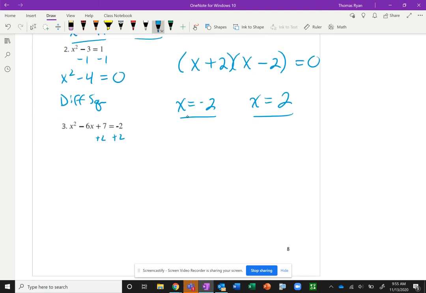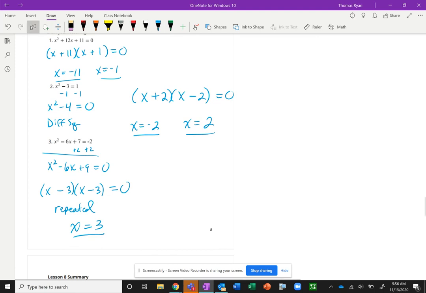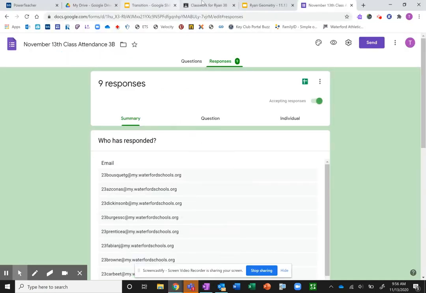Get it equal to 0. x squared minus 6x plus 9. Factored form, please. 3 times 3 will give us 9. 3 plus 3 will give us 6, except they need to be negative because we're adding to negative 6. ZPP, oop, this is a repeated factor. So what? ZPP will give us only one answer, x equals 3. Guys, we are rocking out.